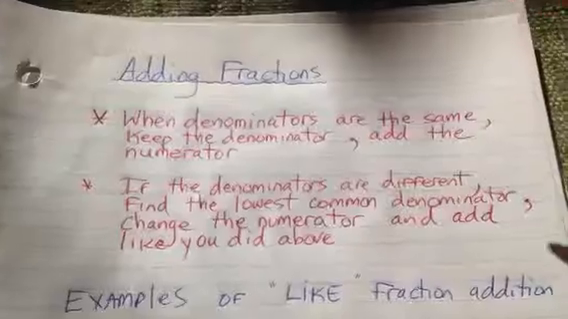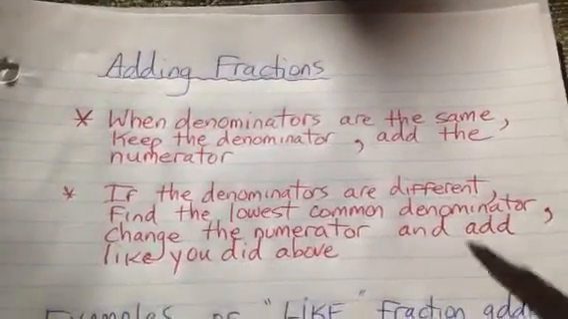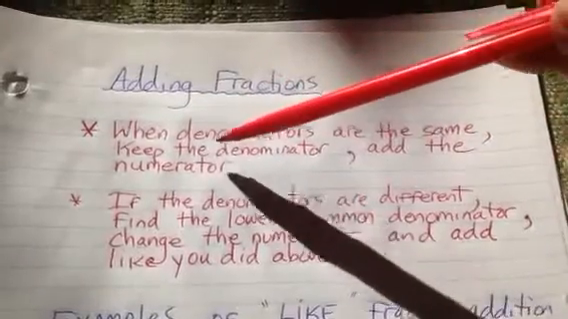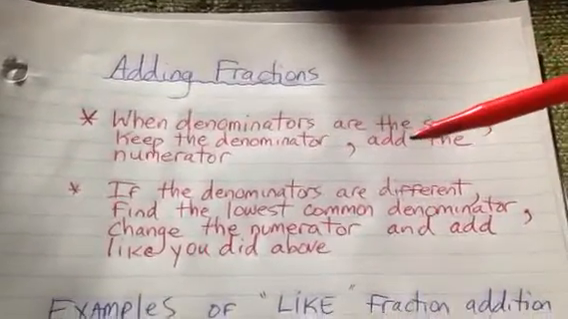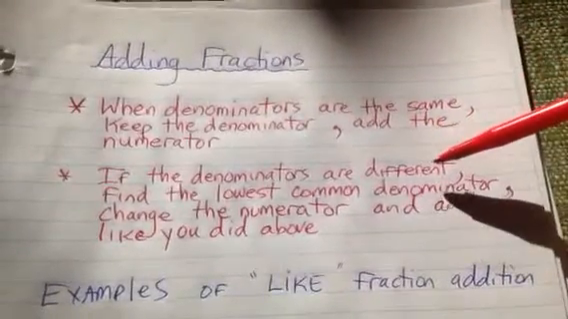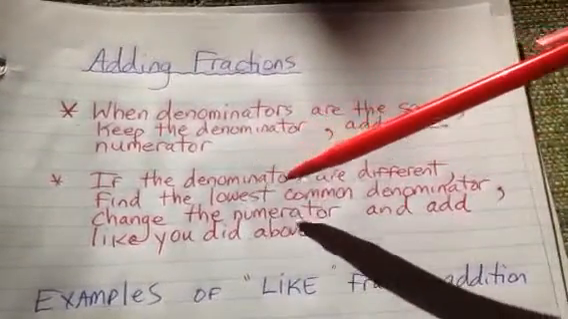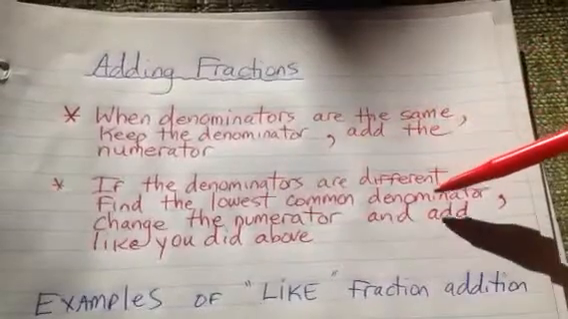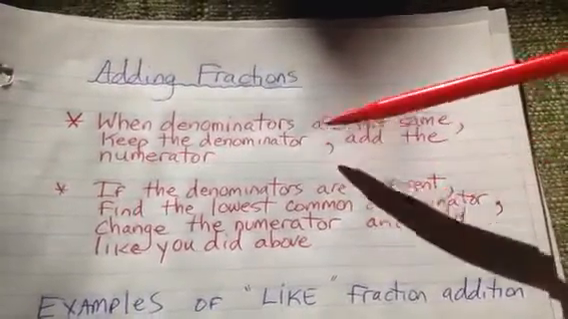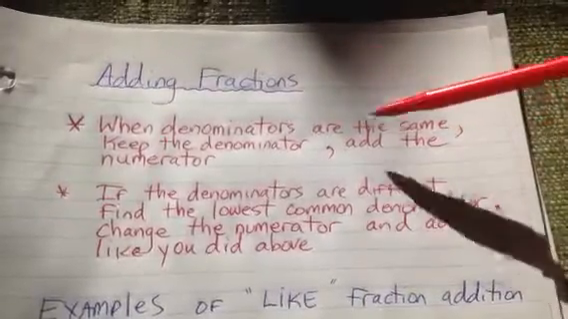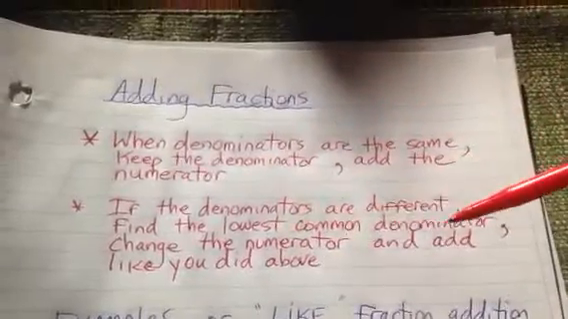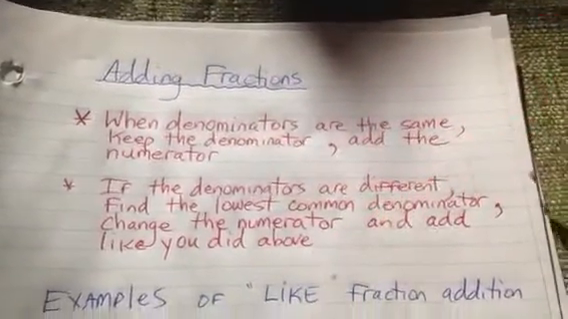So when you're adding fractions, the general idea is if the denominators are the same, it's very simple. You keep the denominator and you add the numerator. However, often in fractions, the denominators are different. If they are different, you find what's called the lowest common denominator. You change the numerator and then you add like you did up here. So you keep the same denominator and you add the numerator. Sounds a little confusing, but you'll understand once we go through some examples.